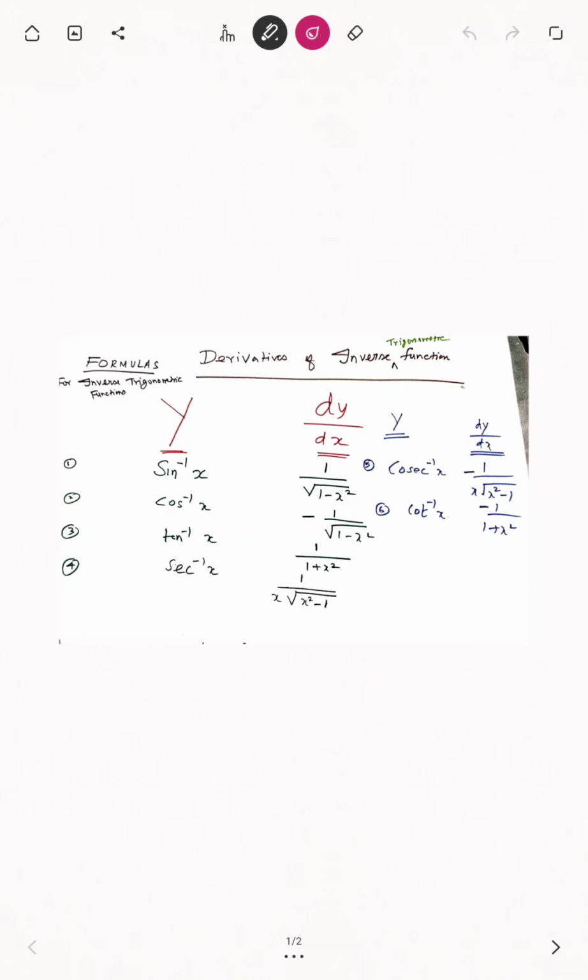What is the differential of sine inverse x? 1 by root of 1 minus x square. Like that, cos inverse x differentiation is minus 1 by root of 1 minus x square. Like that, tan inverse x differentiation is 1 by 1 plus x square.